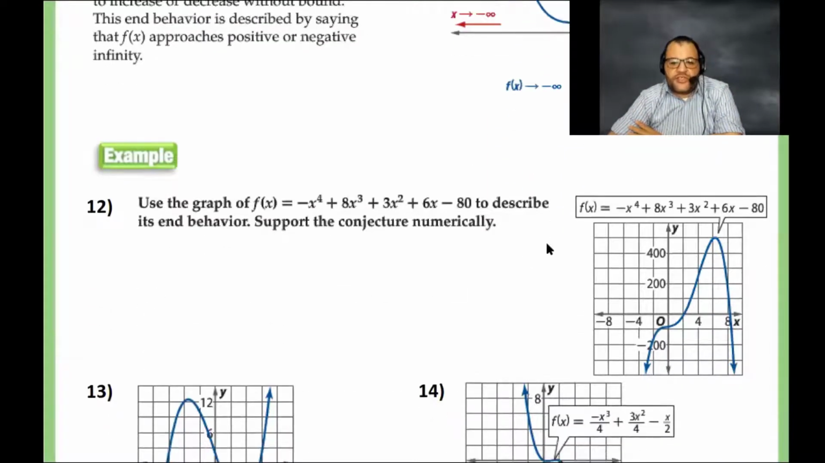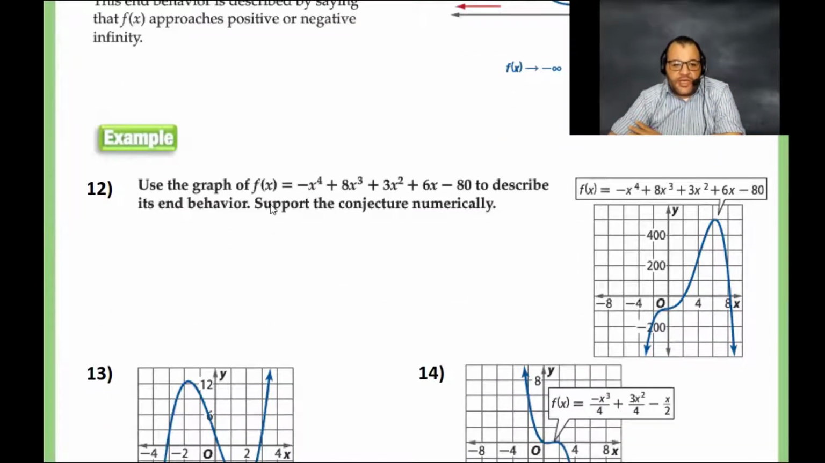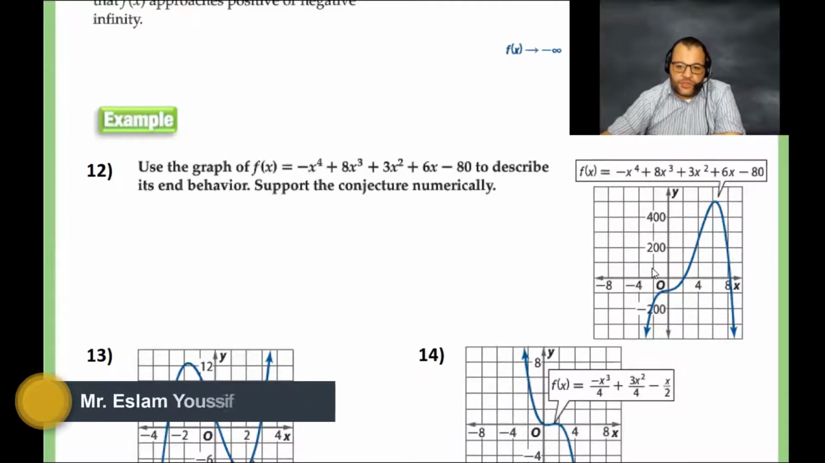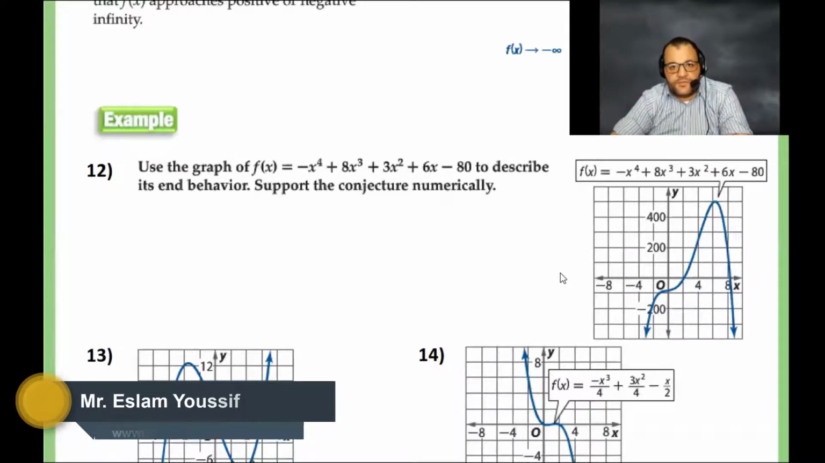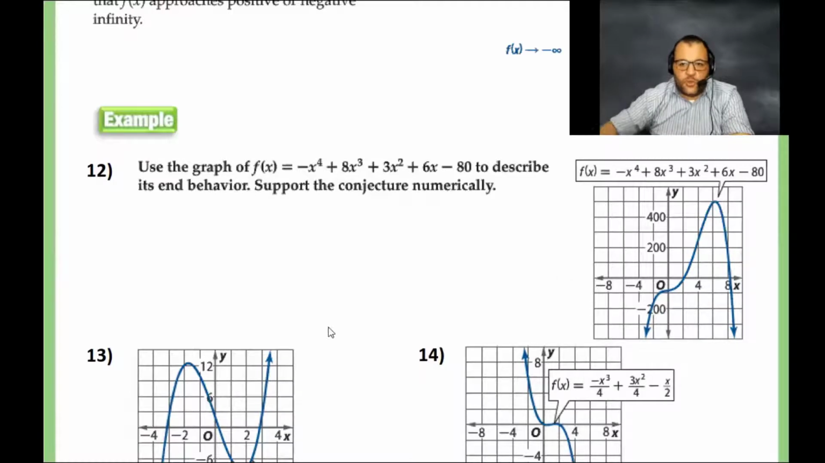So for this function, we need to use the graph of the function f of x equals negative x to the power 4 plus 8x power 3 plus 3x power 2 plus 6x minus 80 to describe its end behavior. Both sides of the function are going down, right? Yes, sir. So we'll start reading from left. Limit when x tends to negative infinity, the function is going to which place?